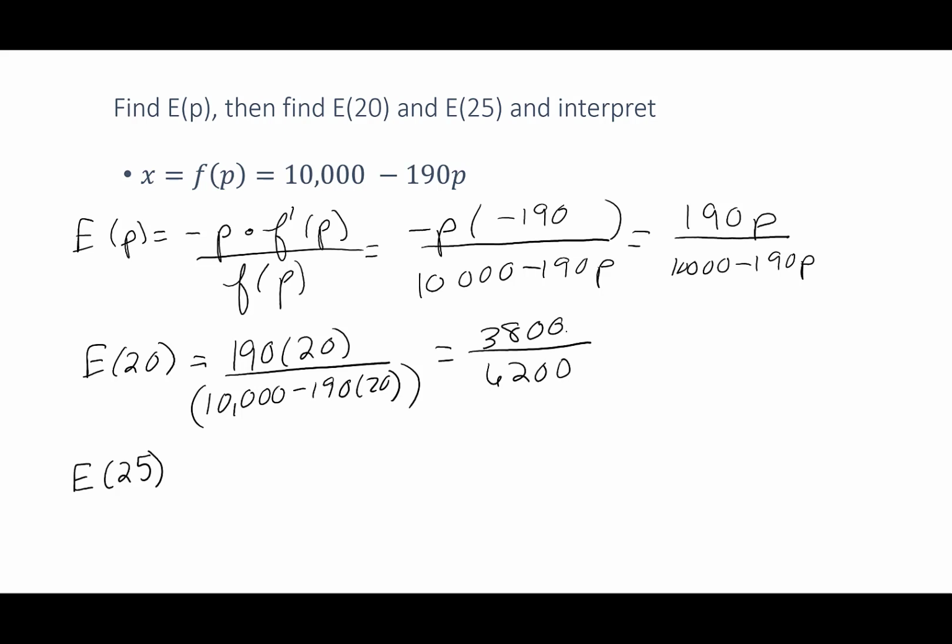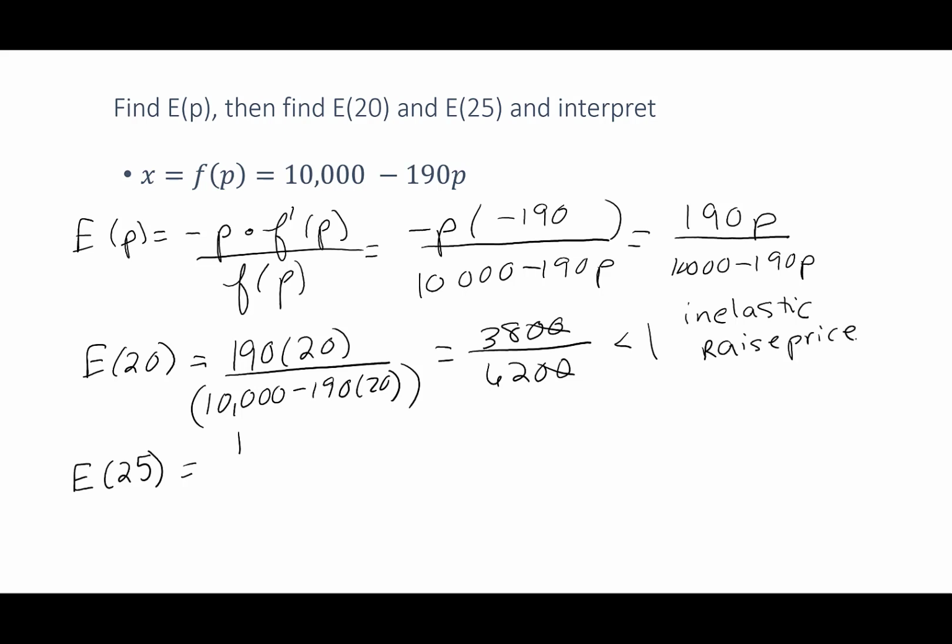Now I could put this in the calculator. I can get a decimal, which is like 0.6, but we really don't have to, because the question really is: is this greater than 1, less than 1, or equal to 1? 38 over 62, could drop the zeros, right? 38 over 62, less than 1 says inelastic. So inelastic says we should raise the price to increase revenue.